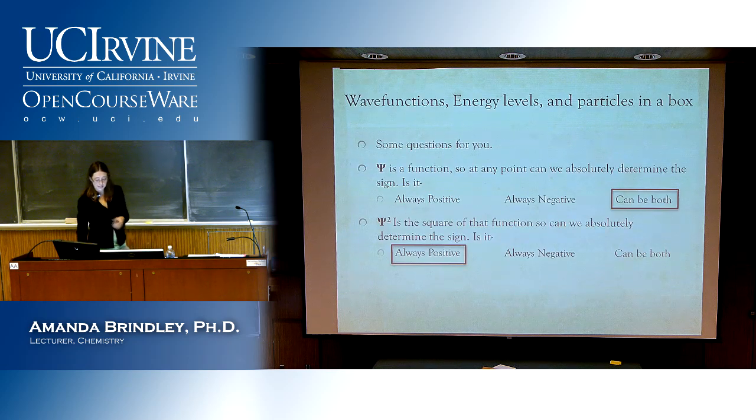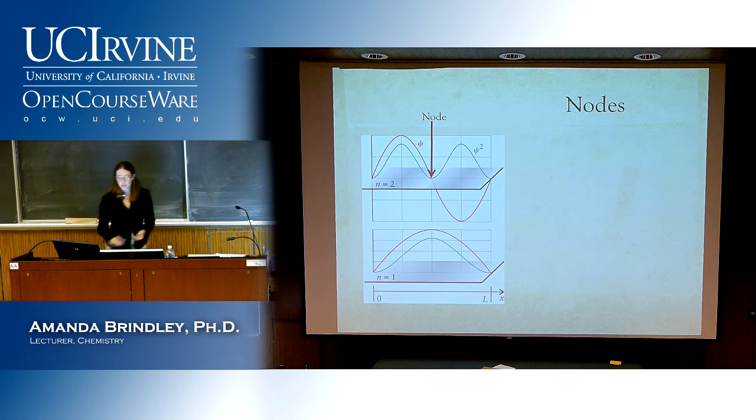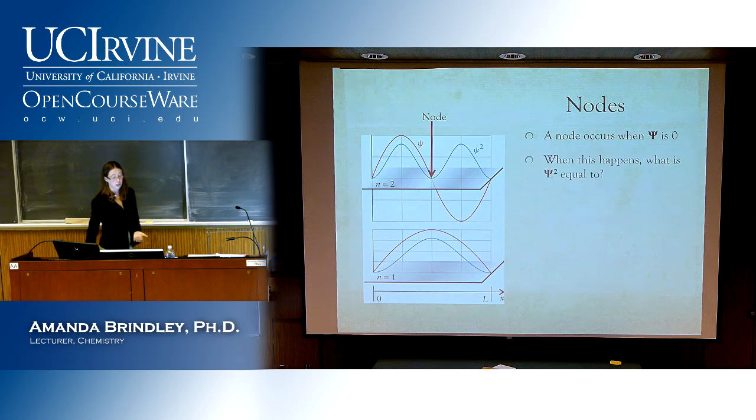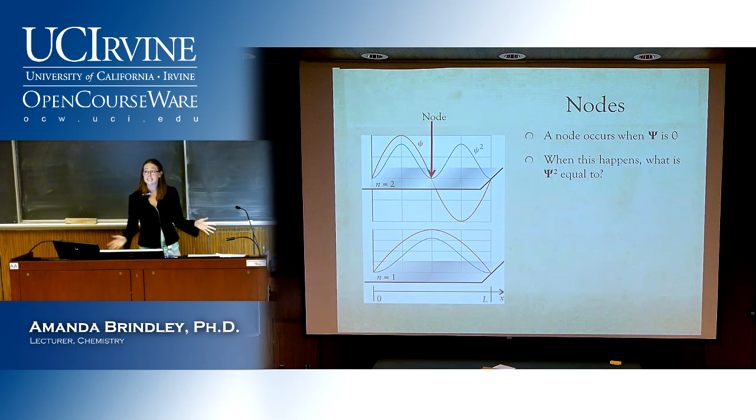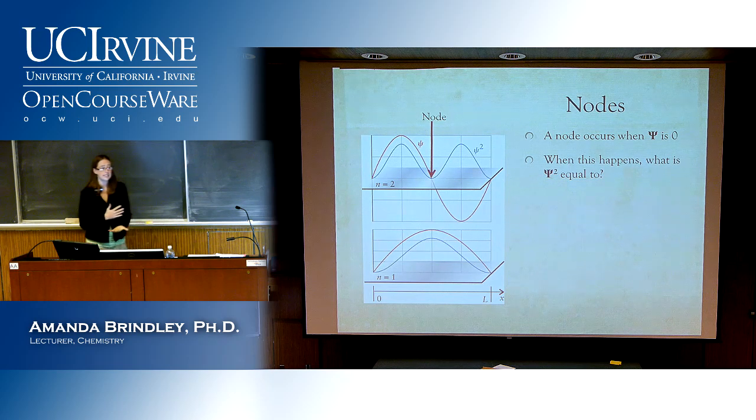Okay, next thing to talk about then is nodes. So nodes occur when psi is equal to 0. Now, if psi is equal to 0, what does that mean about psi squared? That's going to mean that psi squared also equals 0, right? 0 times 0 is most certainly 0. So wherever the wave function is equal to 0, psi squared is equal to 0 as well. Now, think about what psi squared is, though. It's a probability density. So it's where you're likely to find something. So at a node, what's the likelihood that the particle will be there if psi squared is 0? It's going to be 0.